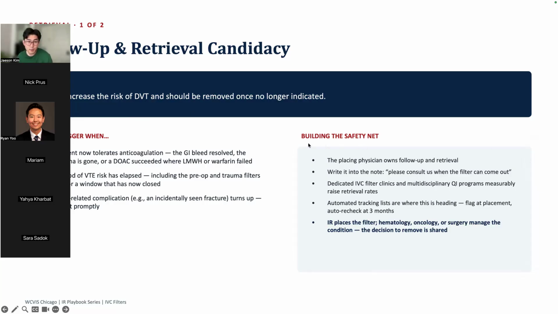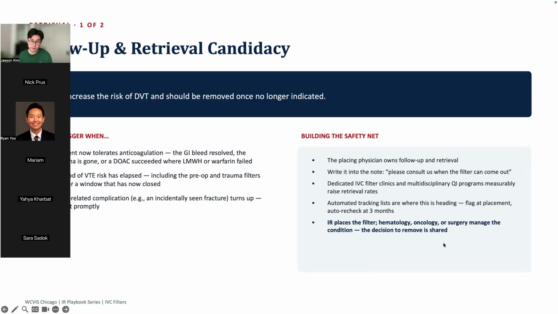The right side is building a system so patients don't fall through the cracks. The doctor who placed the filter is responsible for following up, and a good habit is to write a note asking to be contacted when it's time for the filter to be removed. Some hospitals have filter clinics, which measurably improves how often these filters get removed. But there's also a team aspect because IR places a filter, but usually isn't managing the underlying condition, and so the decision to remove it is shared.